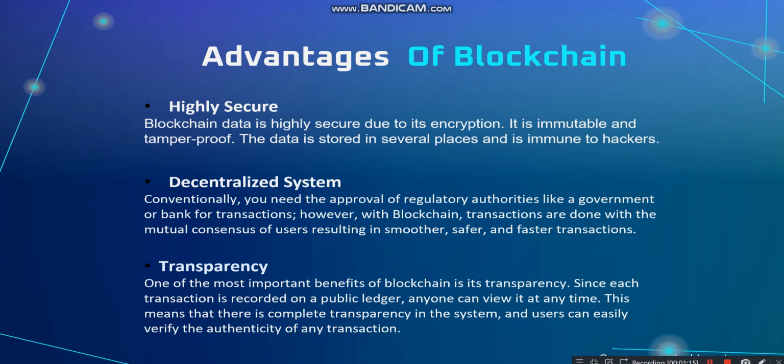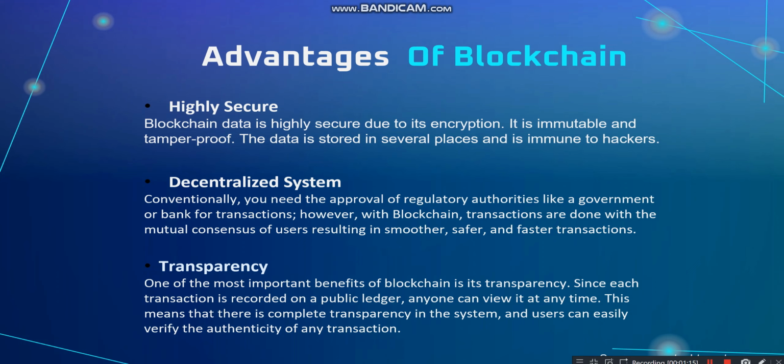These are some specific advantages of blockchain. First one is highly secure. Like I said before, it is nearly impossible to change or manipulate the data in blockchain. It is immutable and tamper-proof. Next is decentralized system. There is no central authority which is controlling the whole system like a bank, and you don't need the approval of the regular authorities like a bank or government to do the transaction. If two persons want to do a transaction with mutual consent, they can easily do it.